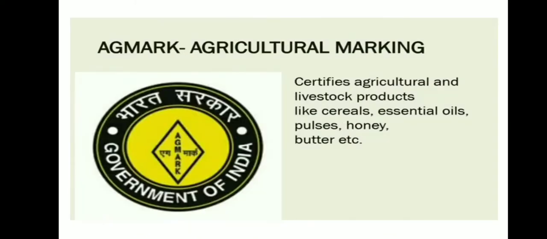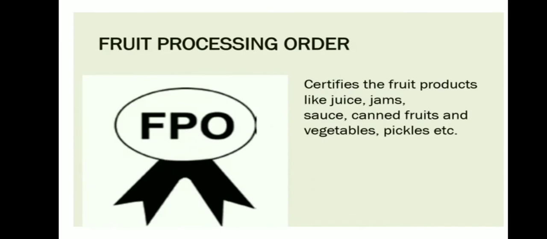The next, AGMARK. AGMARK is agricultural marketing. So this AGMARK certifies agricultural and livestock products such as cereals, essential oils, pulses, honey, butter, etc. So the food products are certified with agricultural marketing. That is, certification is given by AGMARK. If the AGMARK seal is there, it denotes that the product is of good quality.